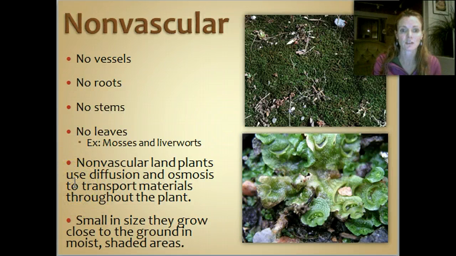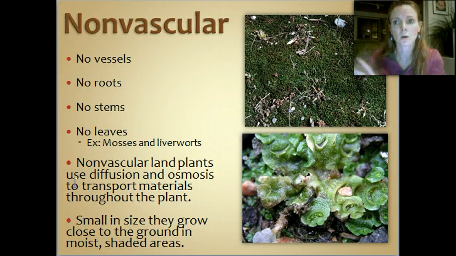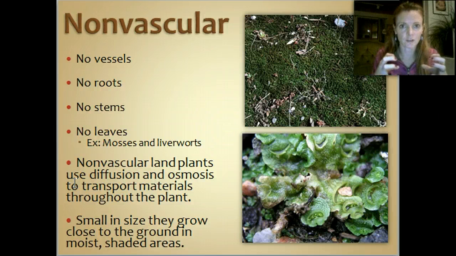Non-vascular land plants use diffusion and osmosis to transport materials through the plant. So remember, diffusion is going from a higher concentration to a lower concentration. So if you have a higher concentration of water in the soil, which is like a damp area, it's going to move to a lower concentration, which would be that moss or whatever that non-vascular plant is. So that's how they get their nutrients.